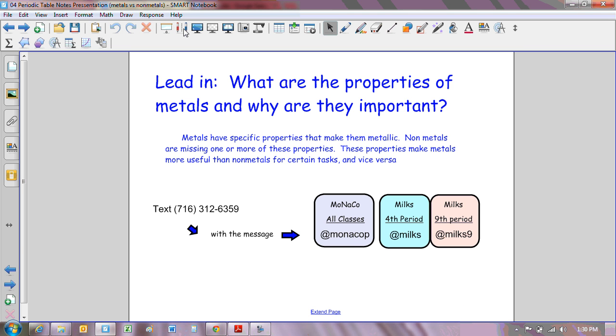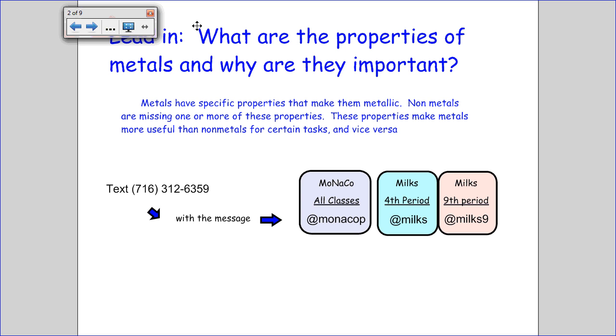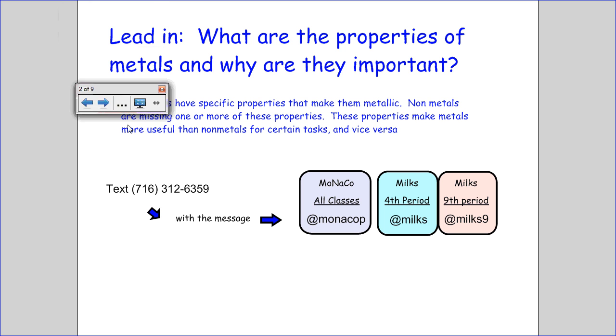Okay, so our lead in today: what are the properties of metals and why are they important? Well, metals are pretty obvious, okay? Metals are those shiny, silver, metallic things that are all around us. Non-metals are the other things that are not shiny and silver. These properties make metals more useful than non-metals for certain tasks and vice versa. You wouldn't want to make a cooking pot out of a non-metal like sulfur or wood because it wouldn't really do the job properly. So metals have certain properties, non-metals have other different properties, which makes them suitable for certain tasks.